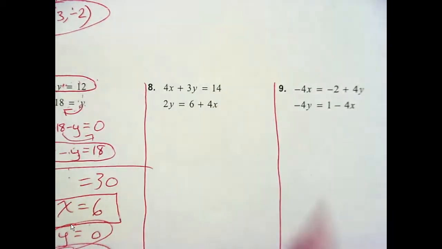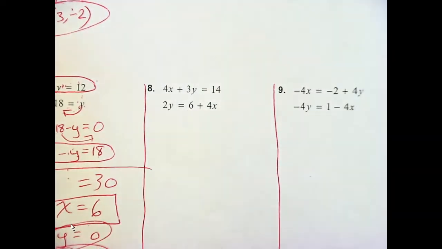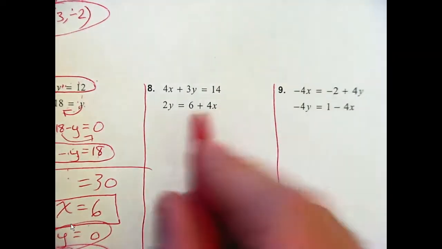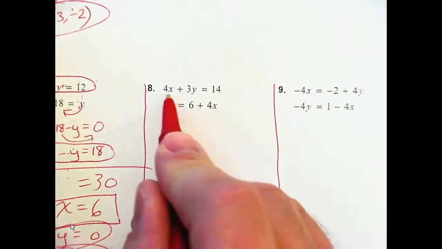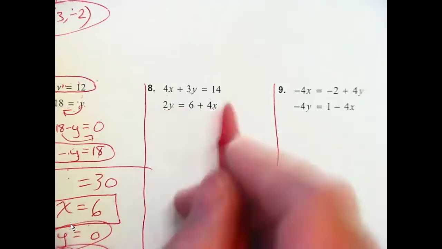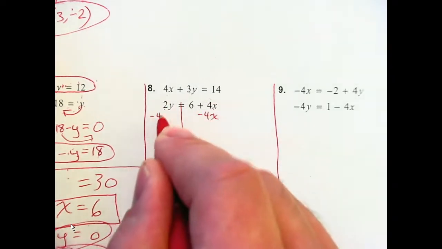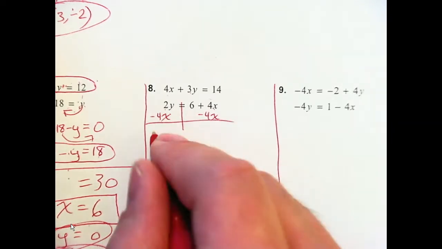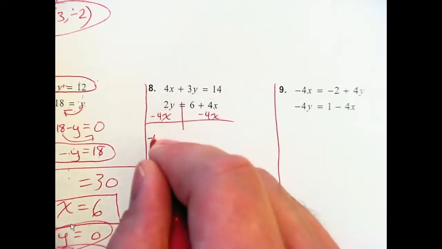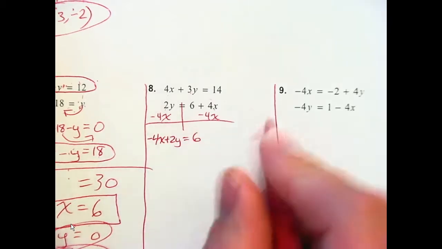Hey guys, for those of you struggling on it, the best step to do, if you're having any problem right now at all with this, collect x's and y's on the same side first. So write it in standard form. Okay? So right now I have 4x plus 3y equals 14. I'm going to move this 4x over to this side. Okay, I'm going to subtract 4x on both sides. That allows me to get the x's on the same side with the y. So I have negative 4x plus 2y equals 6.